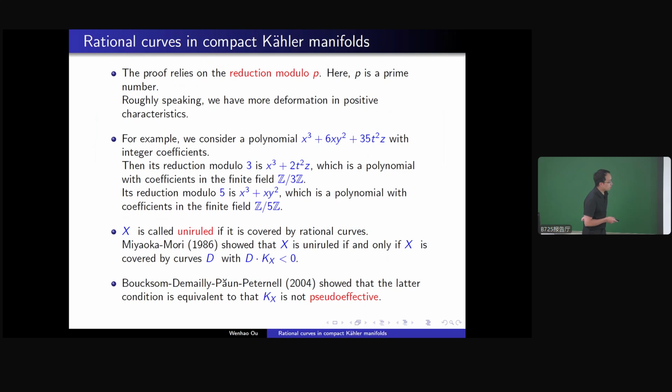Later, in 2004, Boucksom, Demailly, Paun and Peternell showed that this latter condition, being covered by curves with this property, is equivalent to the canonical bundle of X not being pseudo-effective. So now we know that for projective manifolds, X is uniruled if and only if this canonical line bundle is not pseudo-effective. And these are true for projective manifolds.